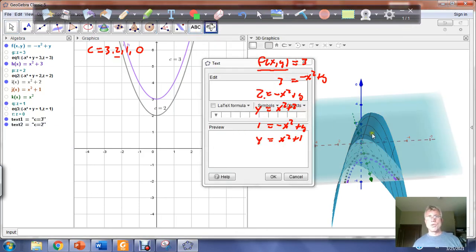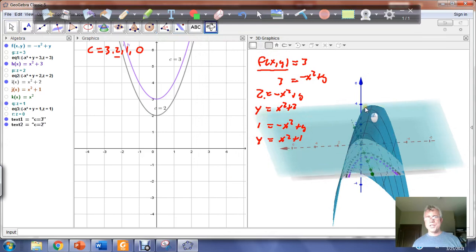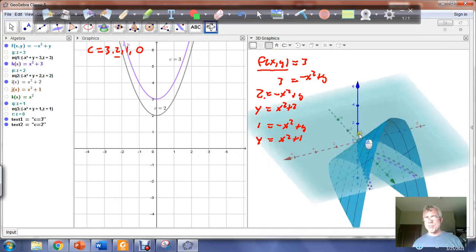Let me get my rotator. There we go. So we type in the plane z equal 1, which is in light blue here.